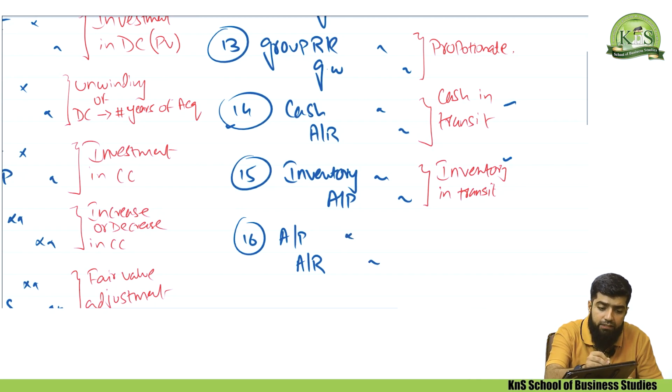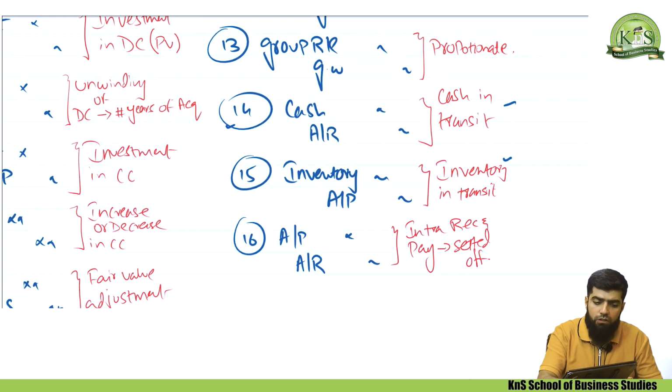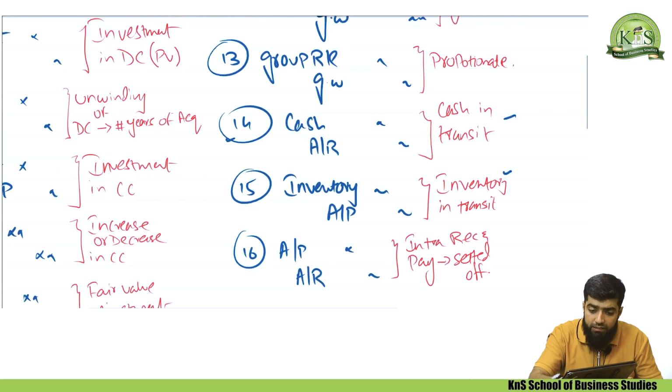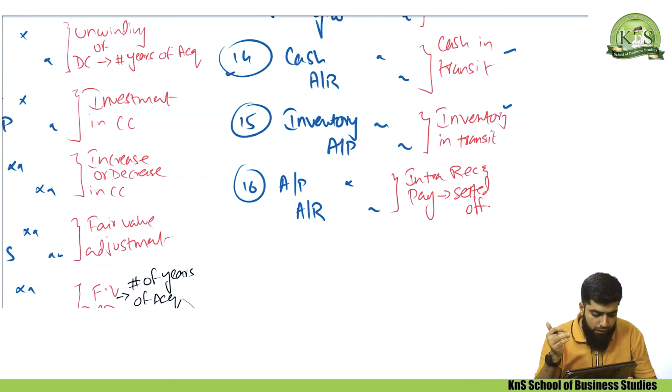So the intra-group receivables and payables will be set off. So that was the intra-group. These are the adjustments that we are now discussing, from 14 onwards. These are the intra-group items that we are right now discussing.